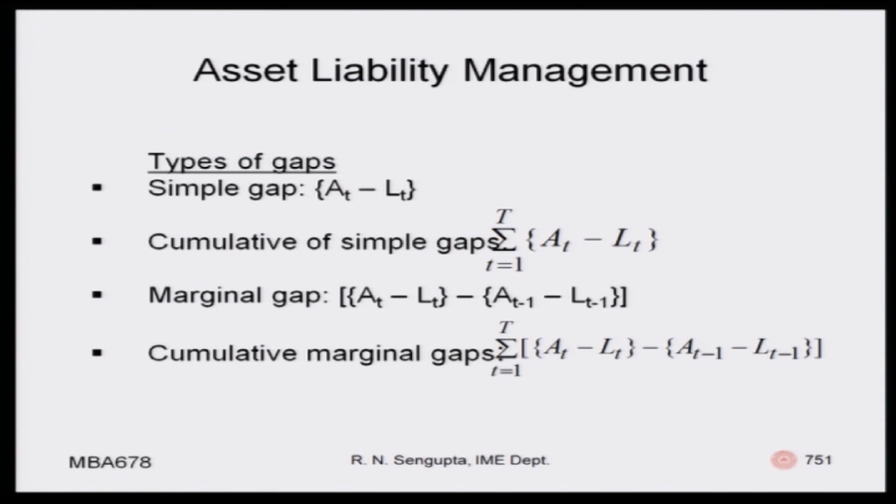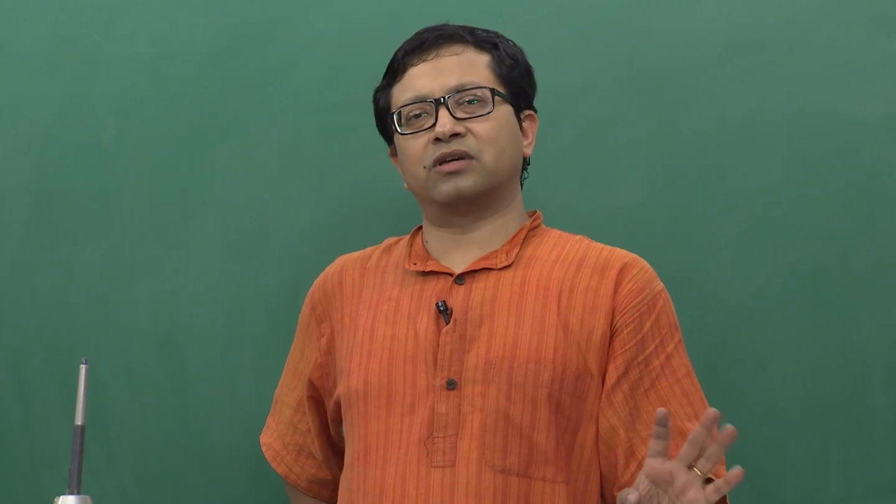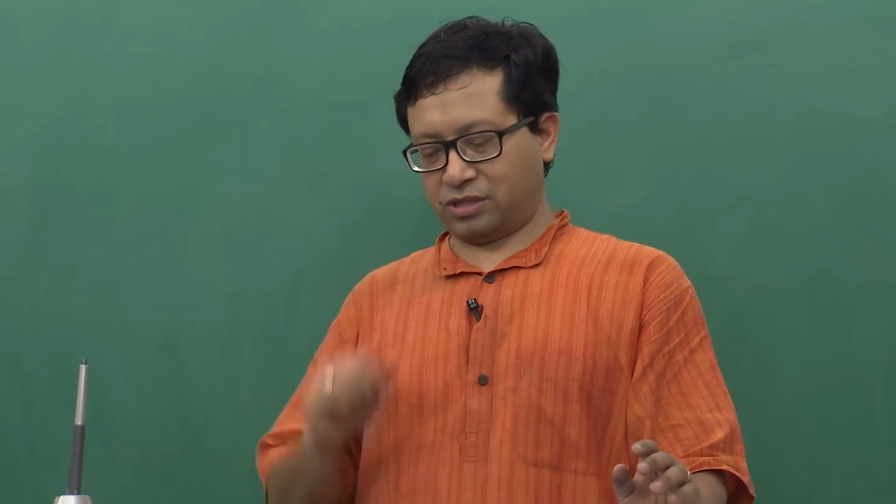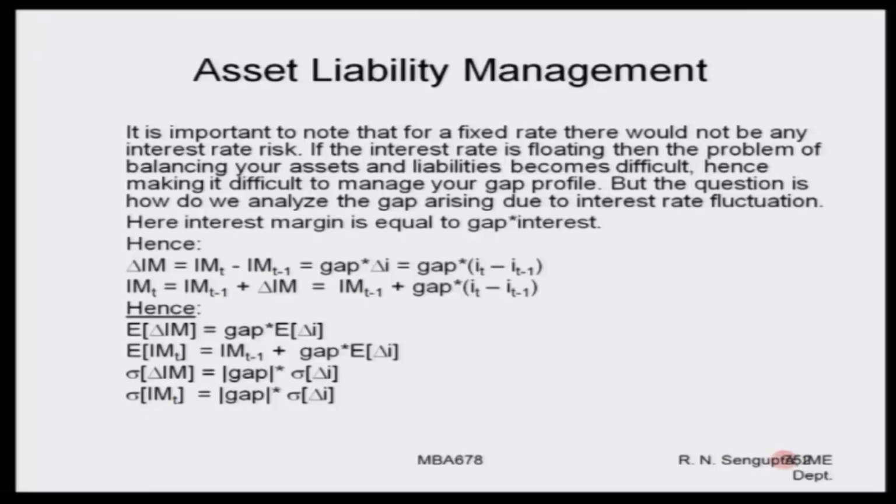The cumulative of the marginal gaps would in some way give you the rate of change or the marginal rates, and that should also give you some information on d2y/dx2, which is the second derivative. So, it is important to note that for a fixed rate there will not be any interest rate risk. If the interest rate is floating, then the problem of balancing assets with respect to the interest rate risk basically comes into the picture.